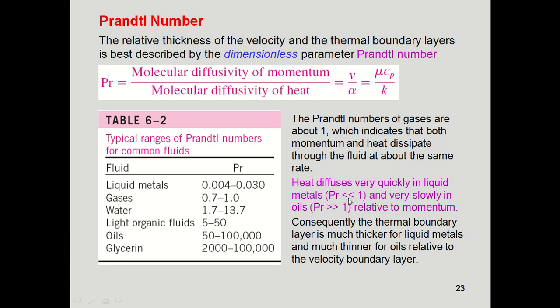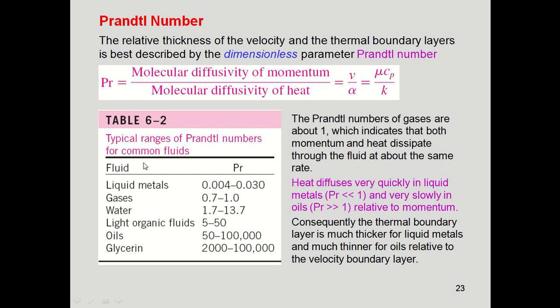So here heat diffuses very quickly, but the molecular diffusivity of momentum of the fluid will be less. But if you consider oils, the momentum diffusivity of oils will be higher and the molecular diffusivity of heat will be lower. So that's why the Prandtl number is greater than 1. Consequently, the thermal boundary layer is much thicker for liquid metals and much thinner for oils relative to the velocity boundary layer. Okay. So this is the concept.